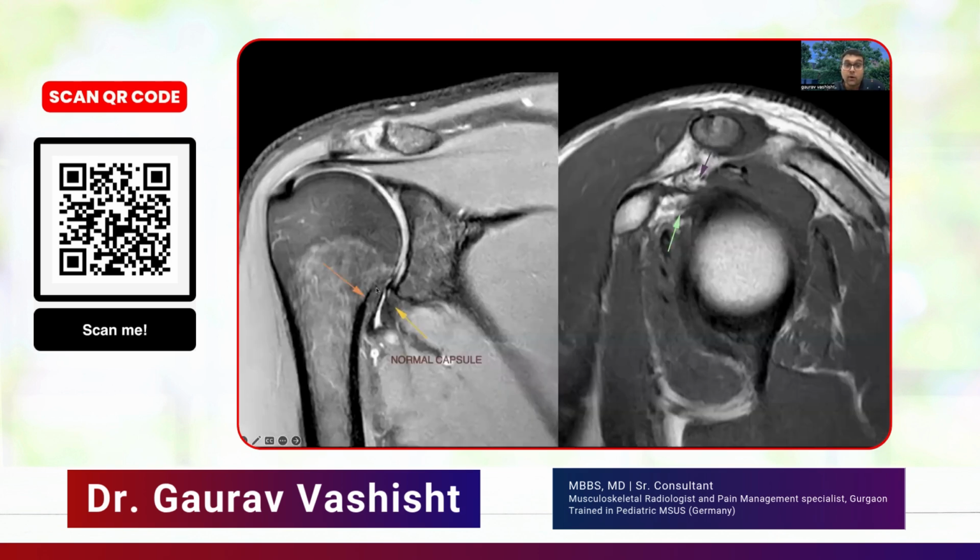Let's learn about how a normal capsule looks. This is a normal hypointense, jet black structure which is thin and not edematous. And this is the rotator cuff. This is the supraspinatus tendon which is inserting well.